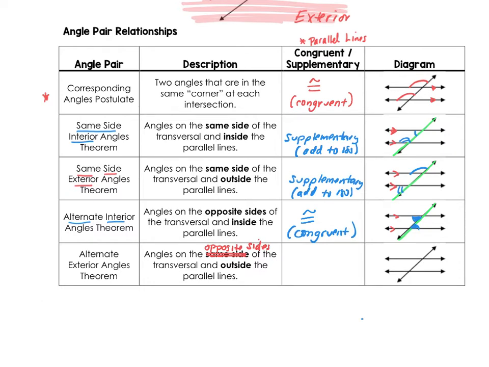Imagine if your lines looked like this, and this is your transversal. That angle would not be congruent to that angle. And that's because the lines are not parallel.